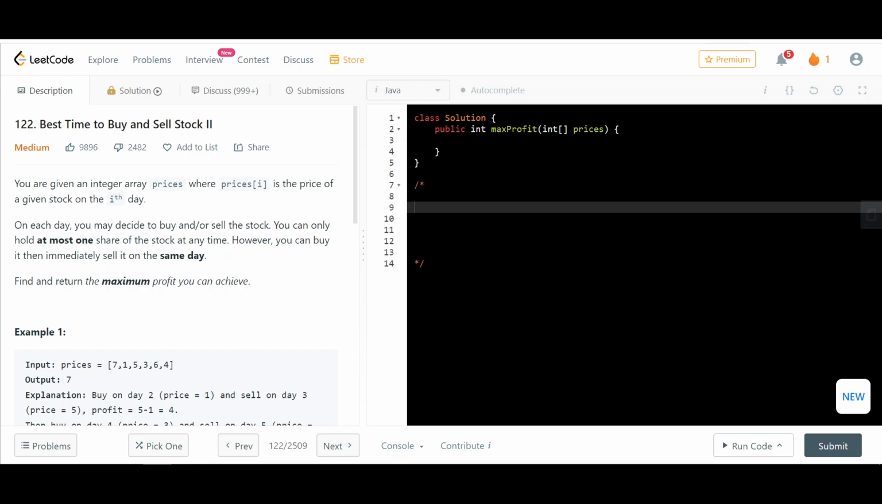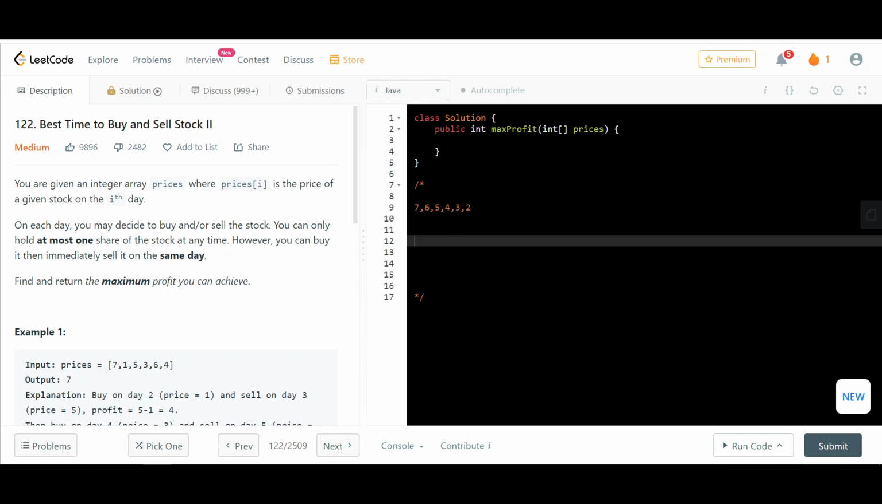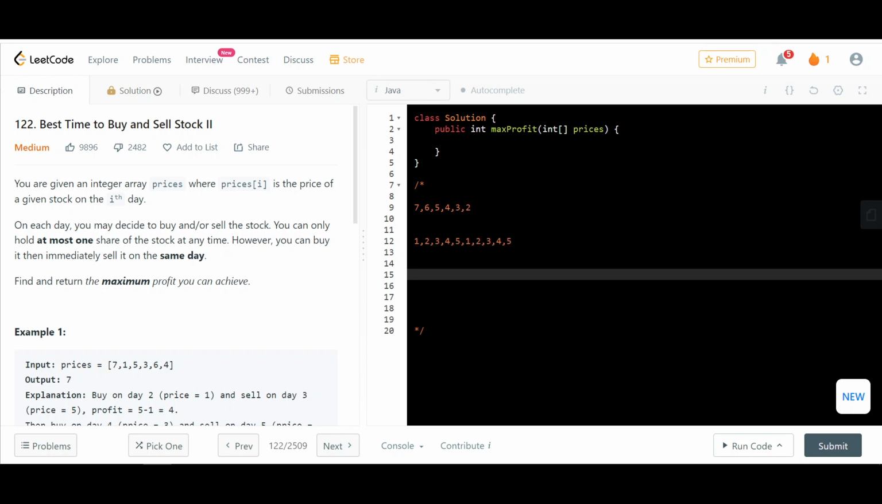So let's consider the case where the array is 7, 6, 5, 4, 3, 2, 1. It's a decreasing array, so you'll never have any profit. You'll never buy, never sell. Right? If there is something like 1, 2, 3, 4, 5, and then it drops back to, let's say, 1, and then 1, 2, 3, 4, 5 again, then I would buy at this, sell at this, and then buy at this, sell at this, right?